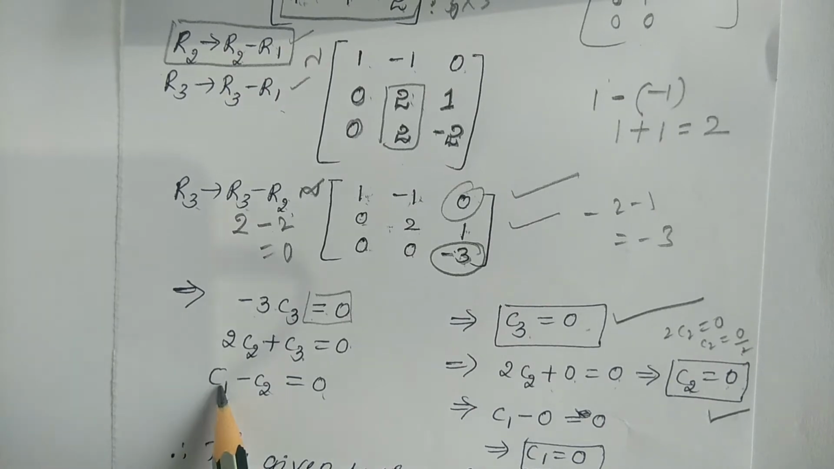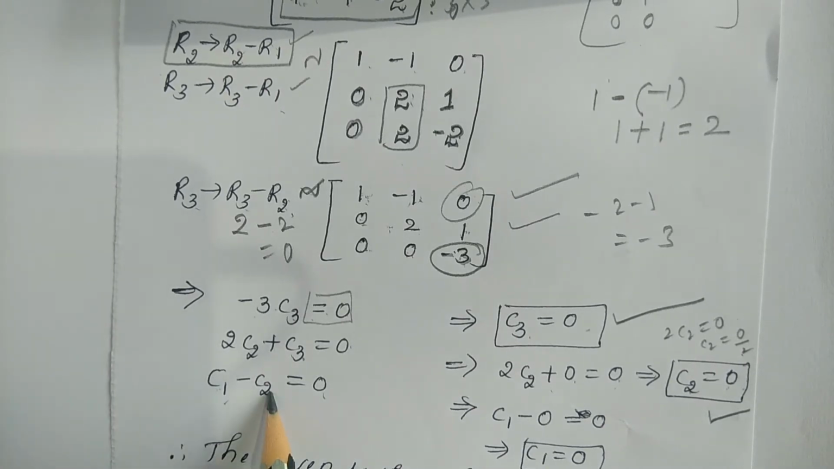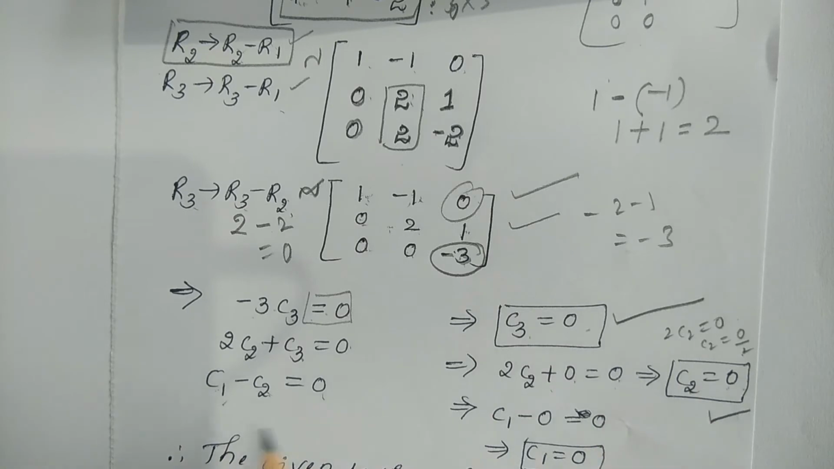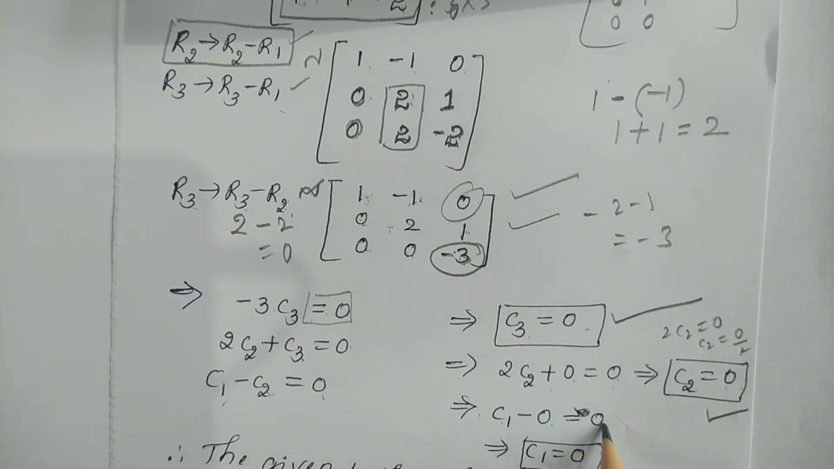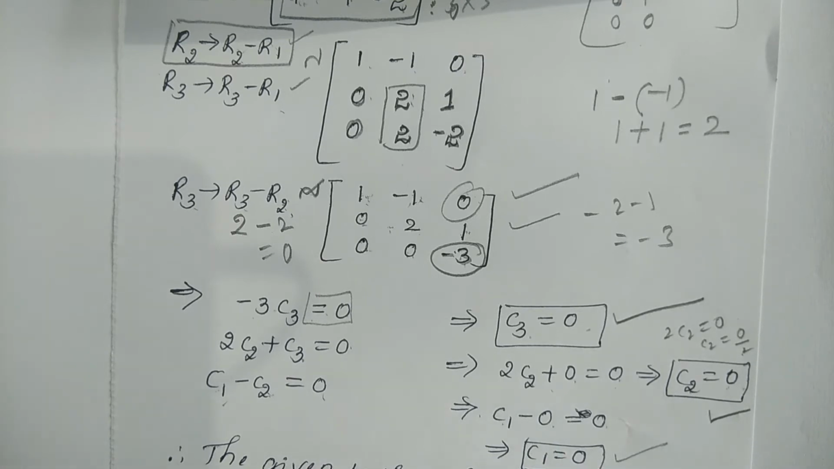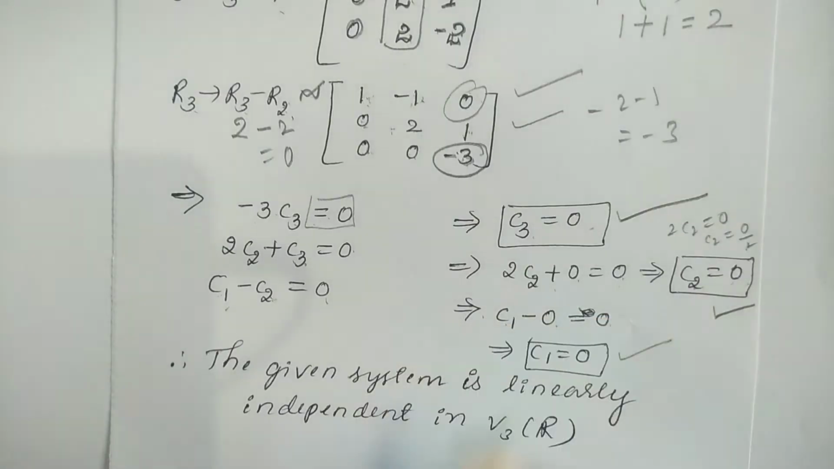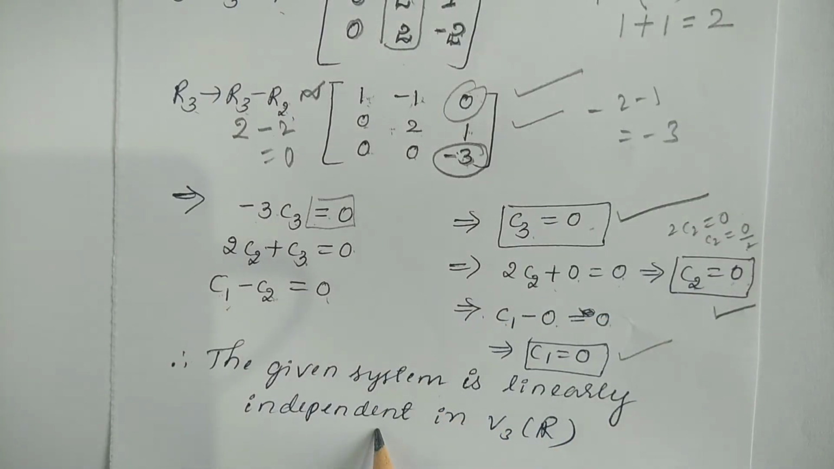Now, here we have the equation with C1 and C2. We know the C2 value is 0. So substitute that one: C1 minus C2, which is 0, is equal to 0. Therefore, C1 is also 0. All the scalars C1, C2, C3 are zeros. Therefore, the given vectors are linearly independent because all the scalars are zeros.